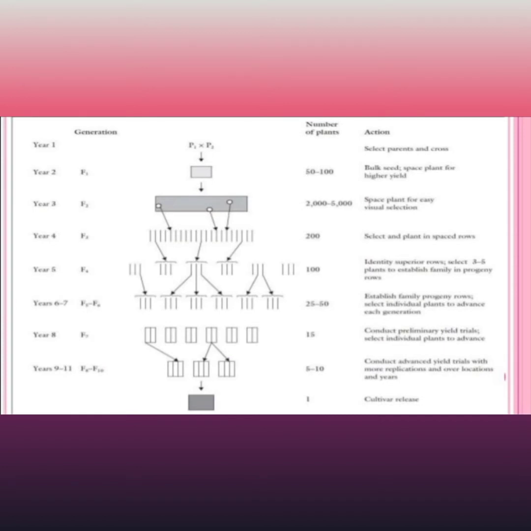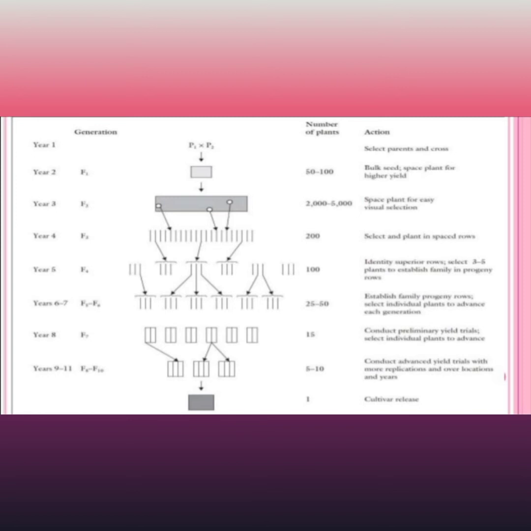Let's see, in this figure we can easily understand the pedigree method. This flowchart is useful for describing the overall pedigree procedure. In the first year, crossing between the two parents. A number of plants are selected in the F1 generation, that is 15 to 100 plants. Seeds are bulked together and space planted for higher yield.